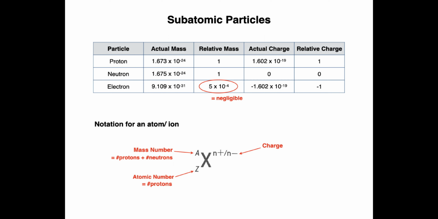The chart above compares the mass and charge of the subatomic particles. Let's first look at the mass. By comparing the mass of the subatomic particles, you can see that the mass of an electron is negligible when comparing it to the mass of a proton and neutron. How about charge? The neutrons are neutral particles.